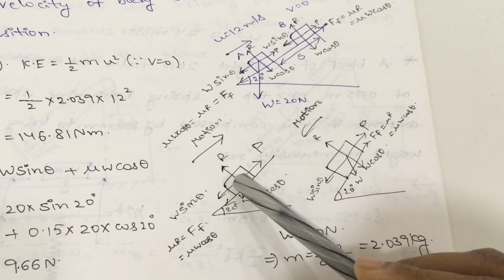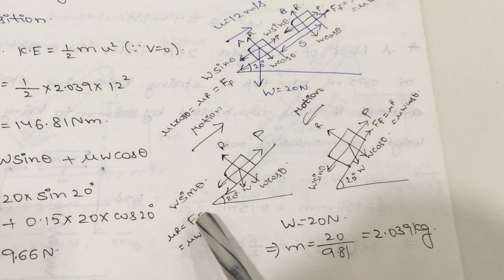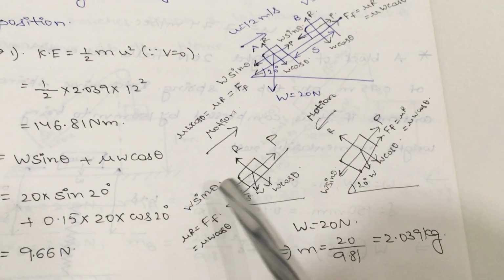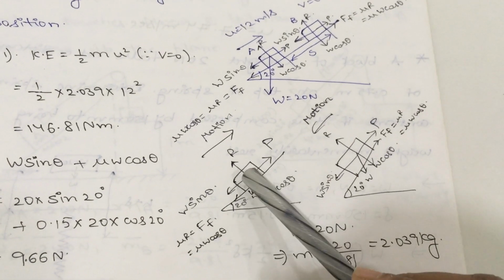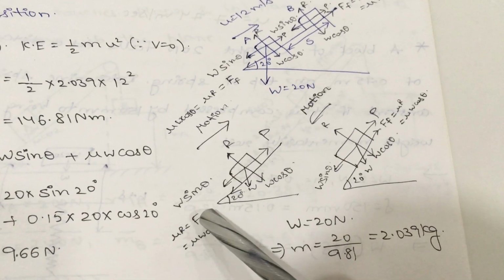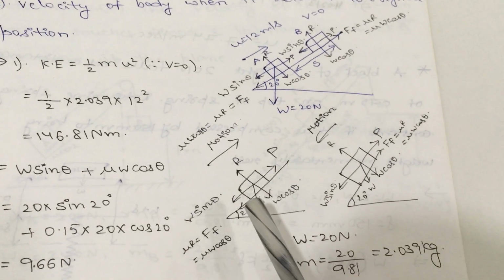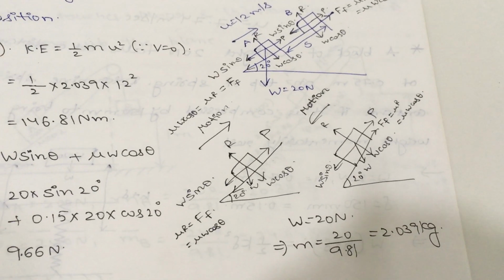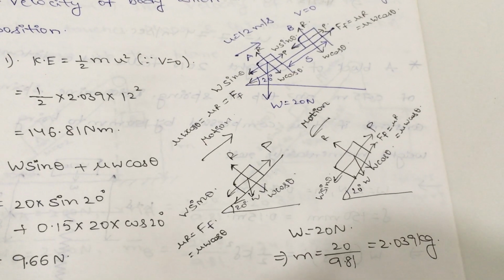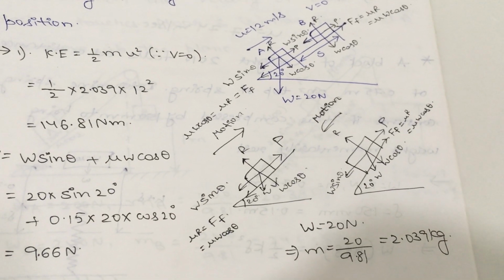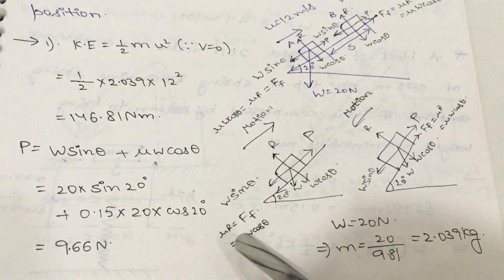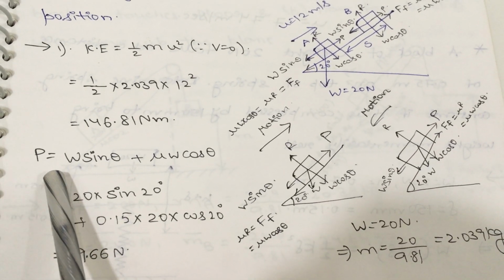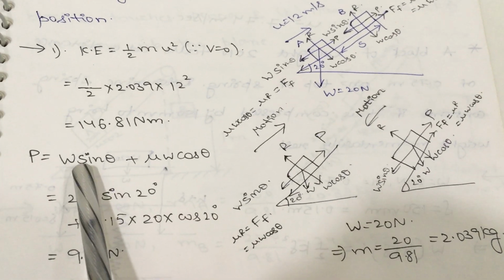Here one force, the P force, is acting in the upward direction, and the FF force is acting in the downward direction, and W sin theta is also acting in the downward direction. So one upward force is there, two downward forces are there. According to the first equilibrium condition, sigma H is equal to 0, that is, positive horizontal components is equal to negative horizontal components. That is nothing but P is equal to FF plus W sin theta.